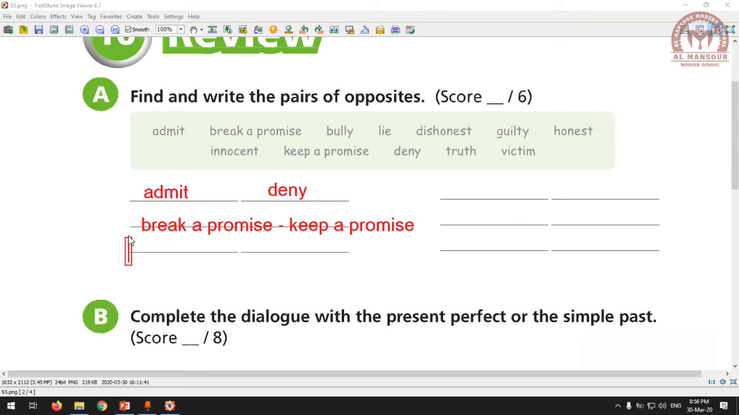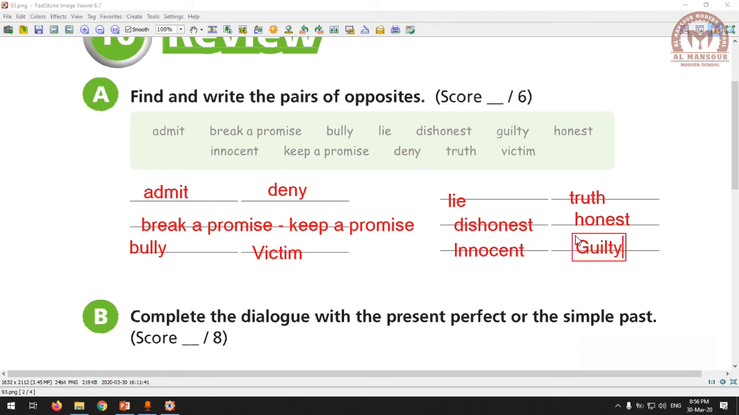Okay. The third one, bully. The opposite is victim. Okay. Lie. The opposite is truth. Dishonest. The opposite is honest. Okay. And we have innocent. The opposite is guilty. Okay. After we finish, I want you to go to the second exercise.